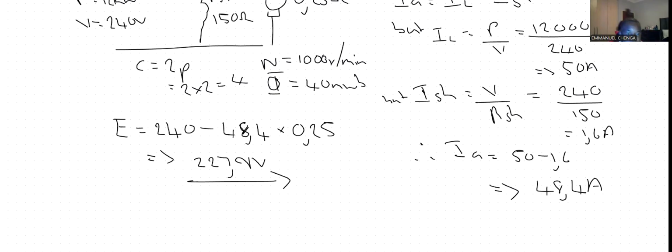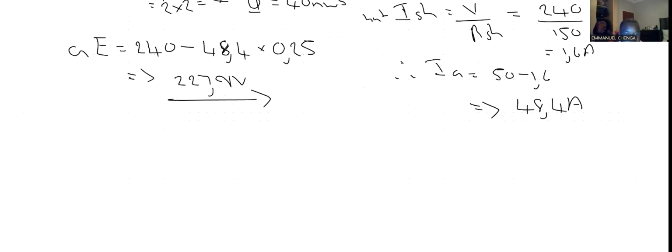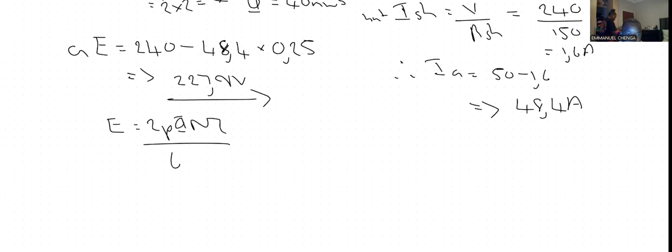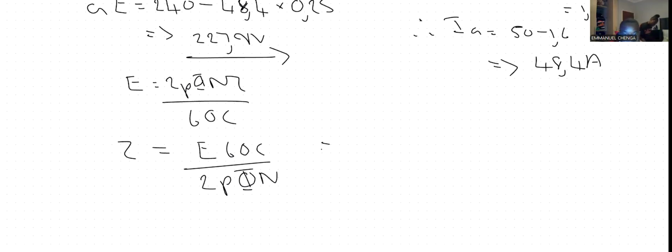All right, so that's A. You find your EMF. And then on B, they want you to find the total number of armature conductors. So they want you to find Z. Remember, we once said E is equal to 2P flux and Z divided by 60C. So if you make Z the subject of the formula, it will be Z is equal to E 60C divided by 2P flux and N.